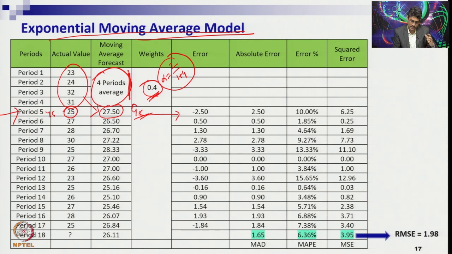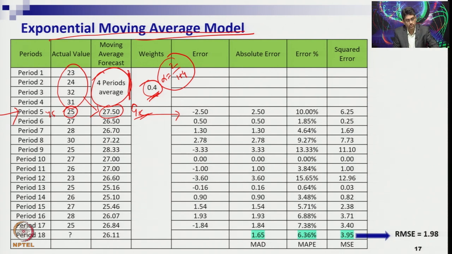And once you define it, the formula can be changed, but generally people follow this logic of assigning exponential smoothing weights. Remaining 60% actually, for this set of data, you are distributing. For period 4, you can see the data here. For period 5, you are giving 40% weightage. The remaining 60% weightage you are giving to the forecast of period 5.